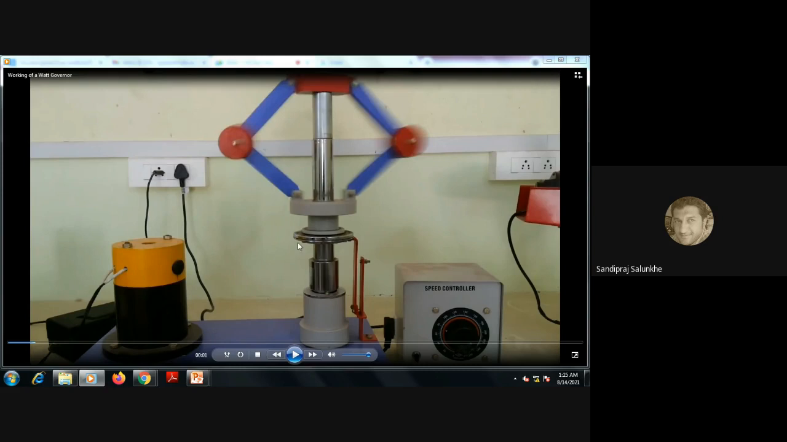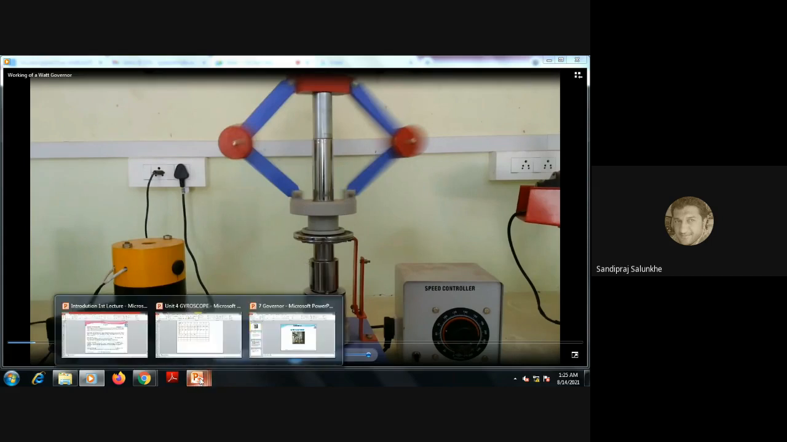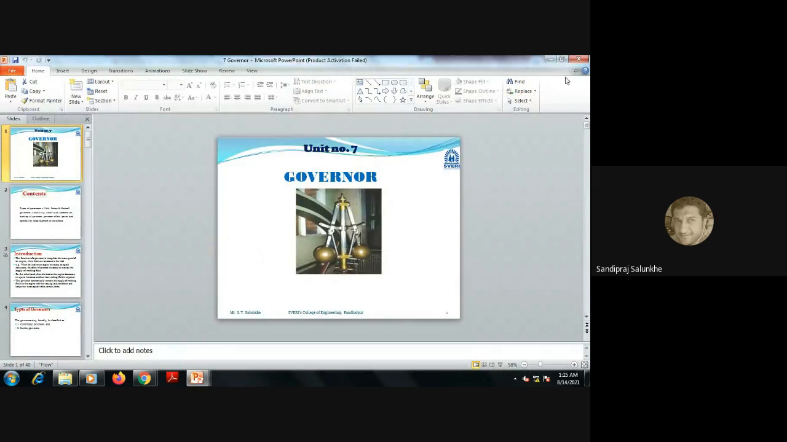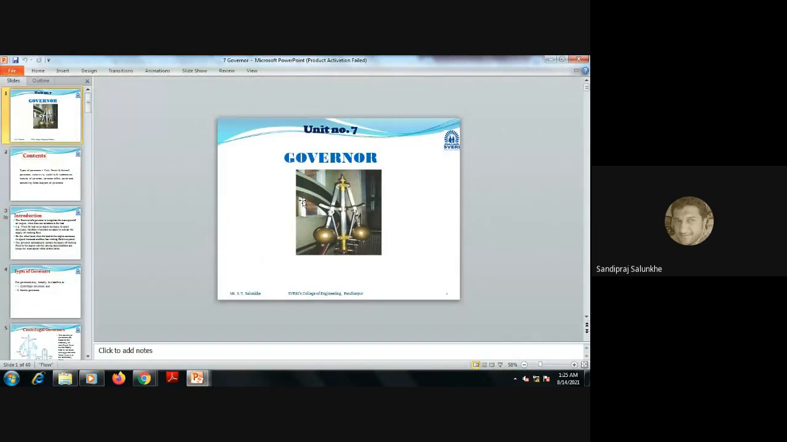These types of governors are used to control the speed of the engine, that means the engine should rotate at the rated speed. The photo which you are going to see here is the oldest governor, designed by Watt, and later on it was modified. These governors were basically used for steam engines.